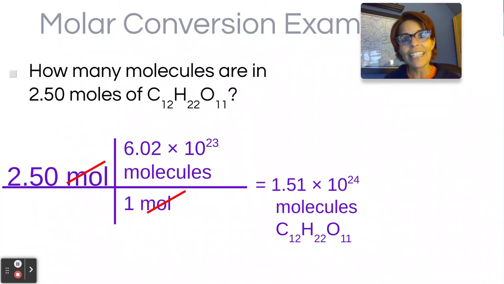Don't write it E23 or E24. That shows me that you don't know what that means. So when you write it, your answer should be 1.51 times 10 to the 24, even if your calculator said 1.51 E24. That's not how you write it. You write it times 10 to the 24th.